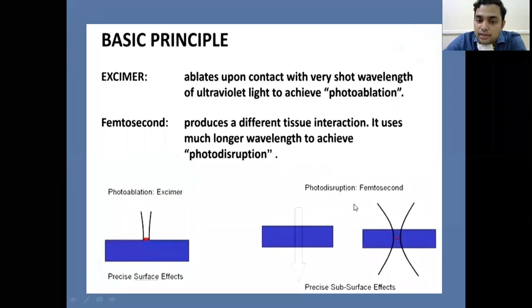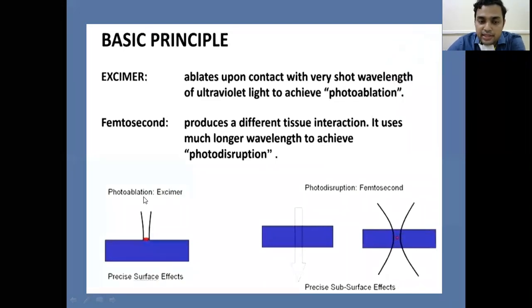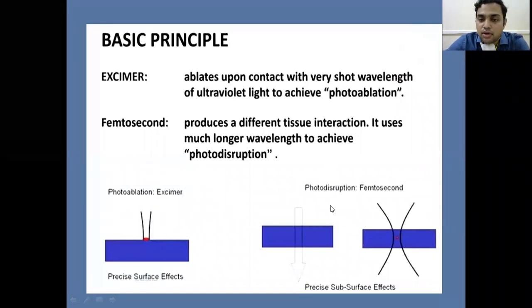The femtosecond laser uses a much longer wavelength to achieve photodisruption, and when compared with the excimer laser, precise cuts of the cornea can be achieved with its help. So the femtosecond laser is very much superior when compared with the excimer laser. The excimer laser acts only at the surface of contact, whereas the femtosecond laser can act at different tissue interactions. This is the basic principle of the lasers involved in LASIK surgery.